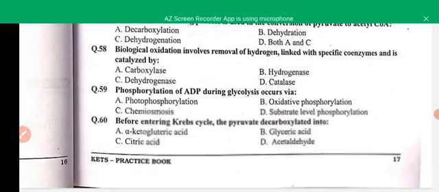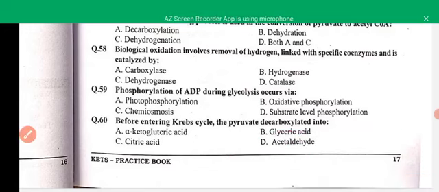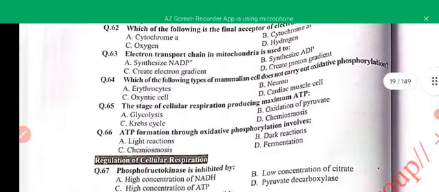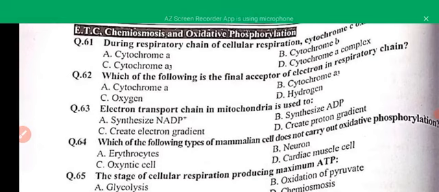Then, before entering the Krebs cycle, the pyruvate is decarboxylated and converted into acetic acid, which forms acetyl coenzyme A. 60 is the best answer, D. Okay, all best. Then we came across 62. Which of the following is the final acceptor of electrons in the respiratory chain? We all know that it is oxygen.